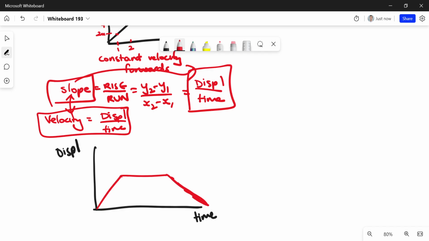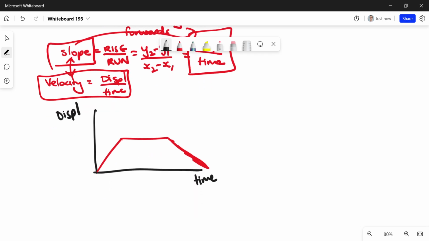And I was asked to sort of tell the story of what's happening in this graph. Well, hopefully you can see there's kind of three clear things that are occurring in this graph. In this first section here, which is the part going up, if I call that part A, then part A has a constant velocity forwards. And that's represented by that straight line, which is going up, as we mentioned before, and the fact that it is a constant rate of displacement compared to time.